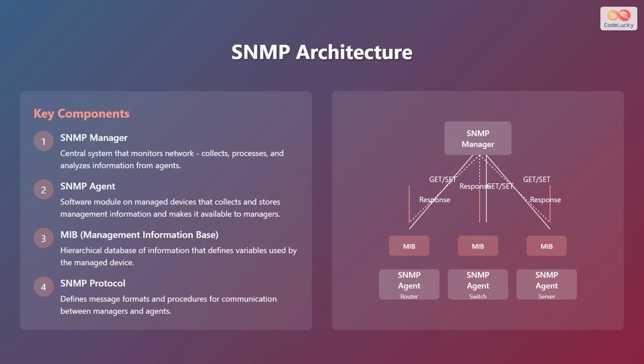The Management Information Base, or MIB, is a hierarchical database of information that defines variables used by the managed device. The SNMP protocol defines message formats and procedures for communication between managers and agents. The SNMP manager sends requests to SNMP agents to retrieve or set information. These agents consult their management information bases to fulfill these requests.